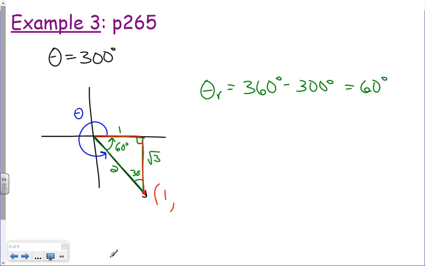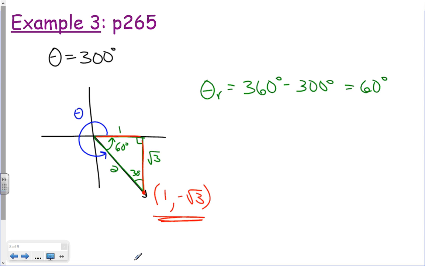But since it's in the fourth quadrant, that's going to be a negative value. So this is a negative root 3. Again, we're going to eventually try to get ourselves away from having to draw in this reference triangle every time. We're going to start out with it here, but the key is you always want to be able to write this as an ordered pair here, u, v.